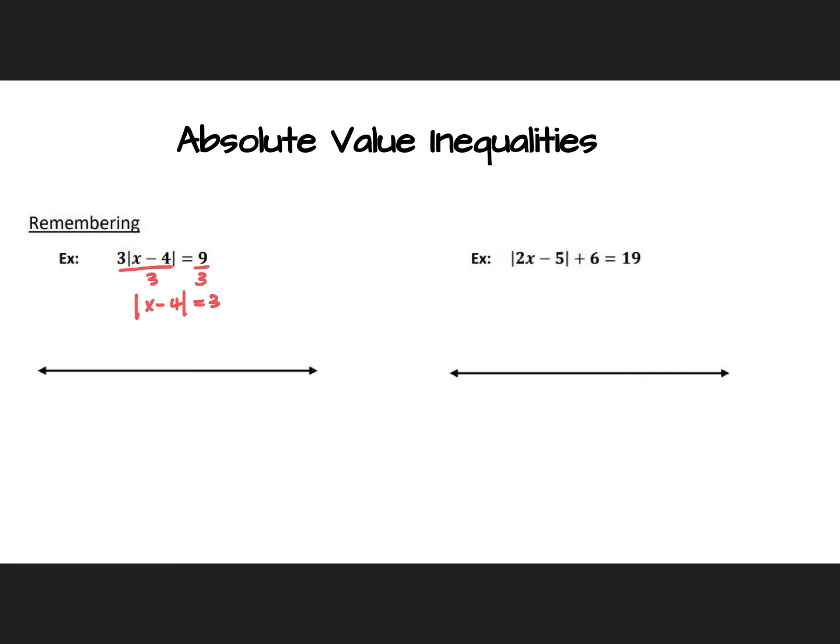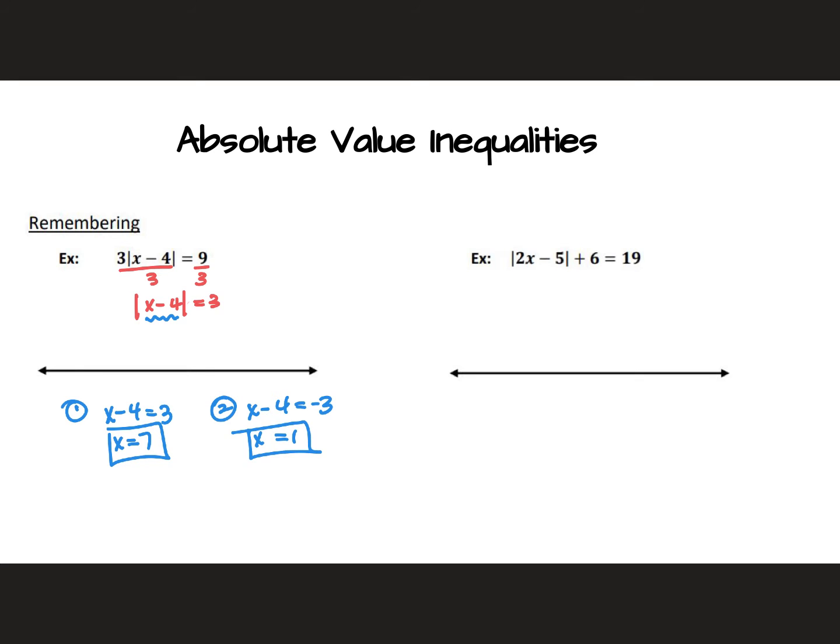So to remind you, from here it gets broken up into two different equations because there's technically two possible things that this inside could equal. So the first possibility would be that x minus 4 could equal 3. But x minus 4 could also equal negative 3, because both of these have an absolute value that would equal 3. So now when we solve, we would add 4. So one answer would be x is 7, and the other answer would be x is 1.